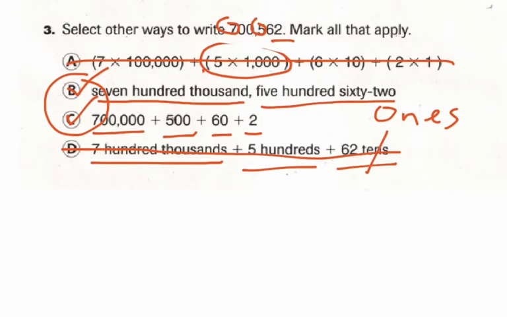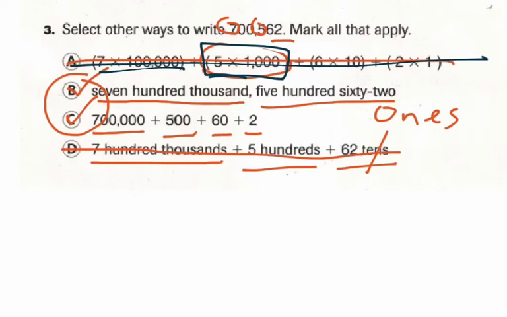This problem is pretty simple. You're just matching the digits on top, place value to the equation. You see in part A, 7 times 100,000 is 700,000. That's correct, but 5 times 1,000 is 5,000, not 500. So that answer doesn't work.